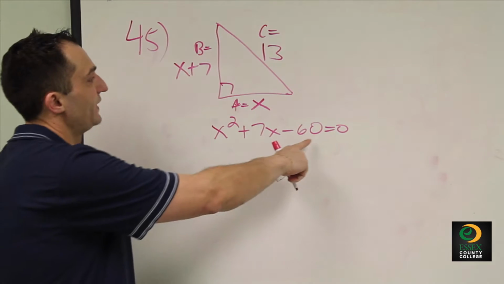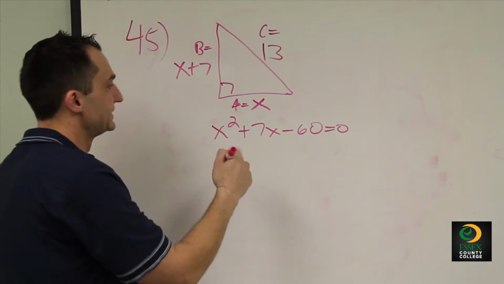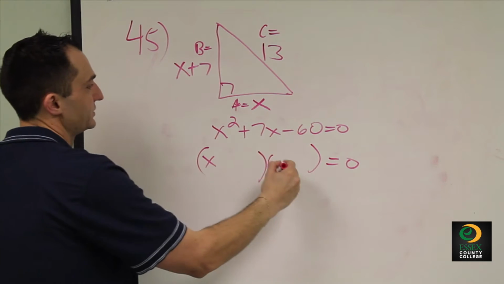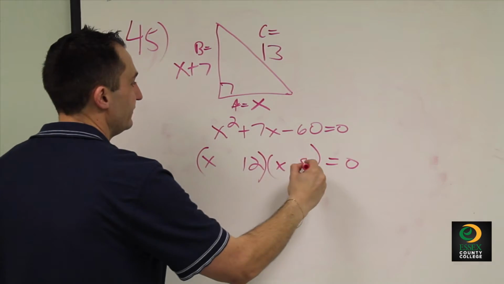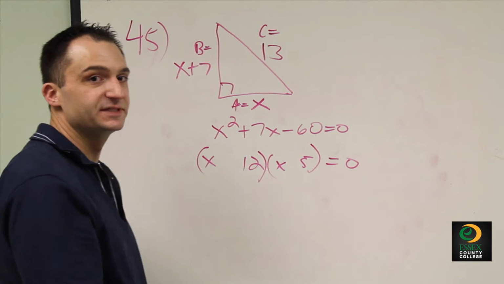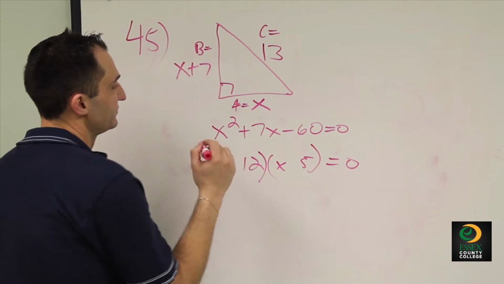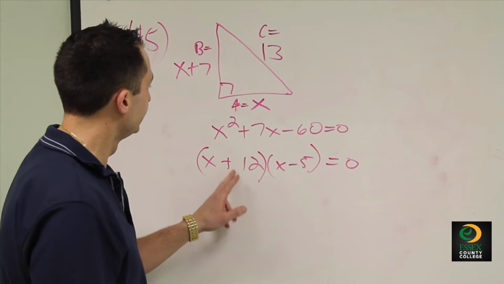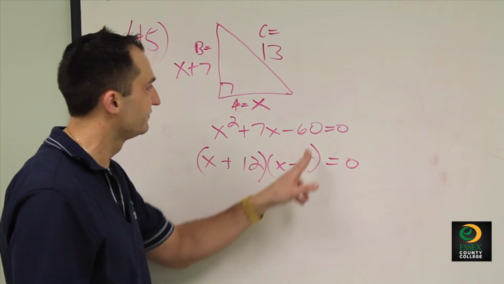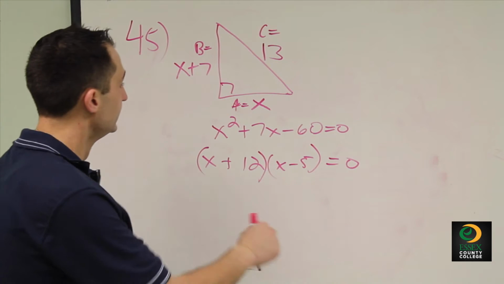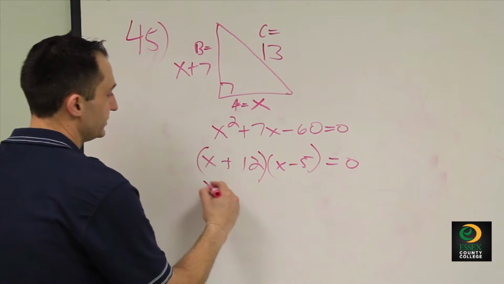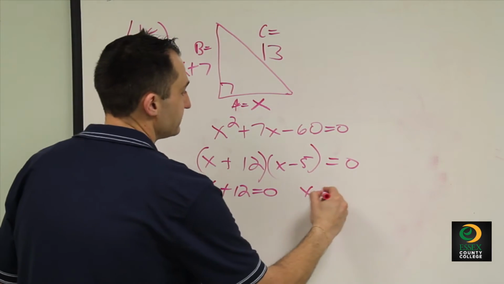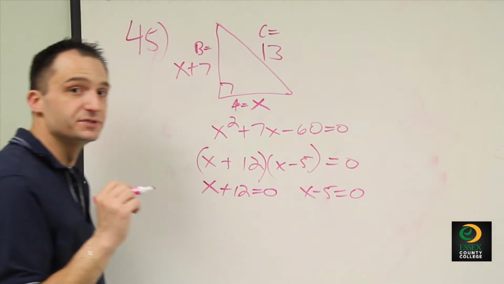So now we're looking for factors of 60 that make 7. So we have x and x, so we're going to use 12 and 5. And we want a positive 7, so we're going to have positive 12 minus 5, and that's going to give us our positive 7. And then positive 12 times negative 5 gives us negative 60. We're now going to set each of these equal to 0, so x plus 12 is equal to 0, and x minus 5 is equal to 0.